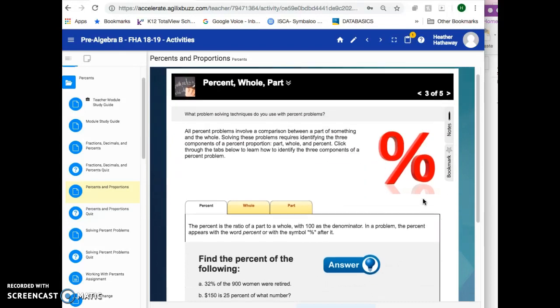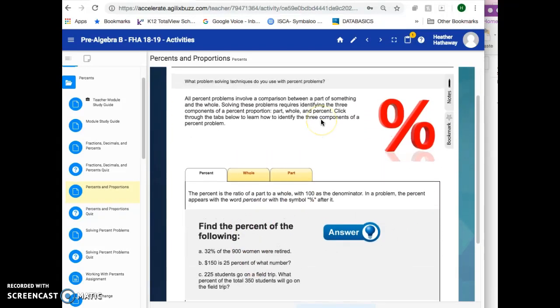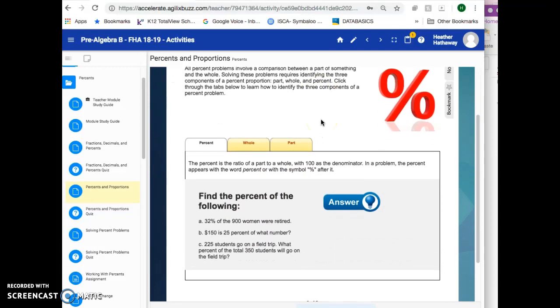Okay? So then you click the next slide, and it's just reinforcing that percent, that whole, that part. Remember, math is practice, practice, practice. So you should be going through, it says find the percent of the following. 32% of the 900 women were retired. 150 is 25% of what number? So it just says find the percent.